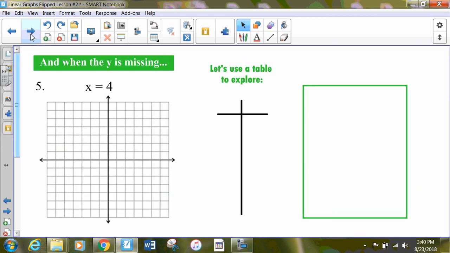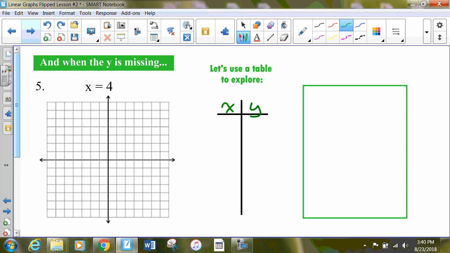And last class, we also talked about what to do when the y is totally missing. Well, we can't change this to y equals mx plus b, right? Because there's no y. So we're going to use a table to explore. Let's see. Can I put my negative 1, 0, 1 in for x? Oh, no, I can't, because x is equal to 4. That means my table is always going to have 4 for x. My y can be anything it wants to be. It could be 0 or 1 or 2 or negative 1 or negative 2.